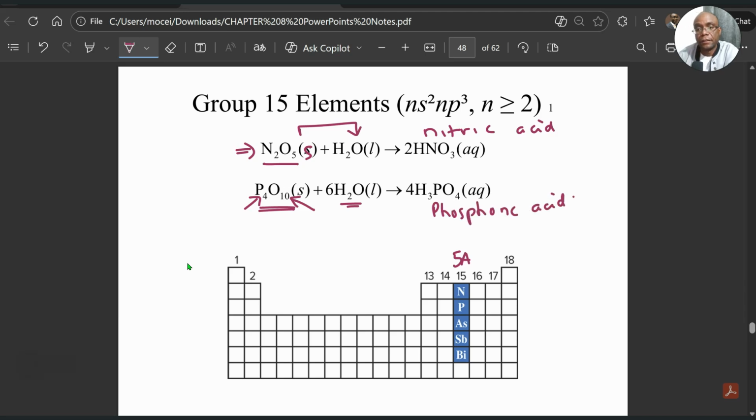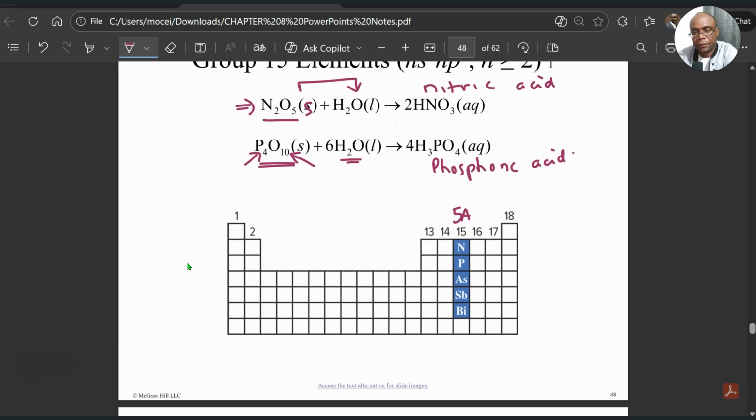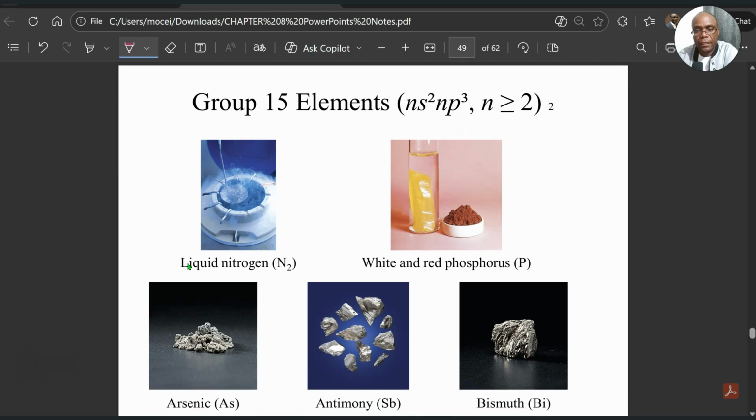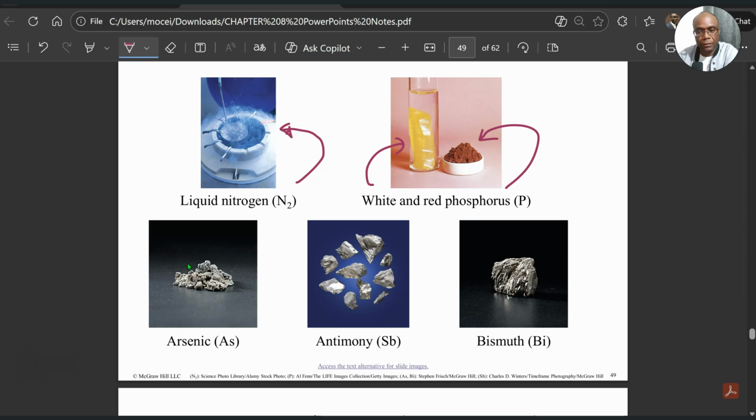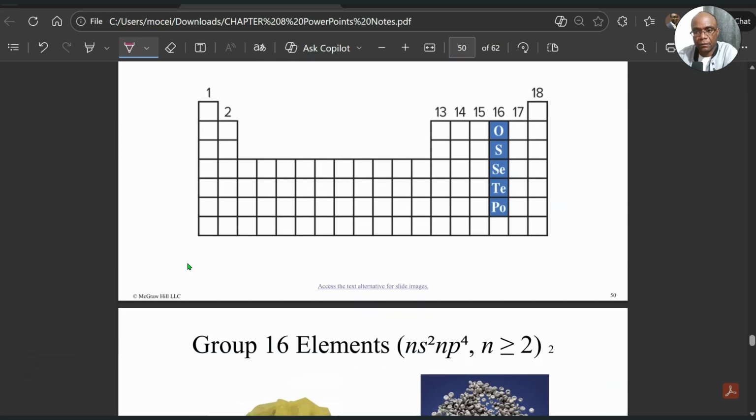Nasty stuff. So it's an example of how these have reacted, the nitrogen and phosphorus. And then this is how liquid nitrogen looks. It's usually very cold, freezing cold. You have white and red phosphorus. One of them is cheaper than the other one. You go research, you would know. Then you have arsenic, you have antimony, a rare one, and then you have bismuth. That's how these elements look.